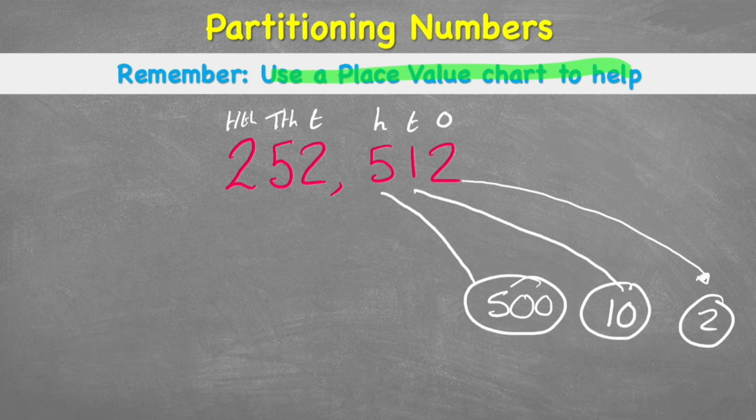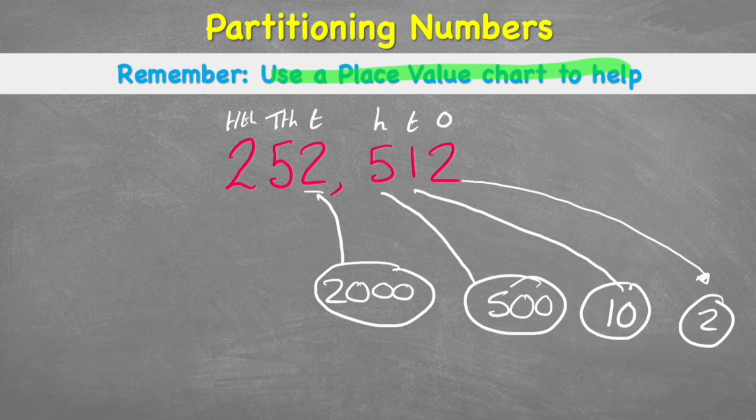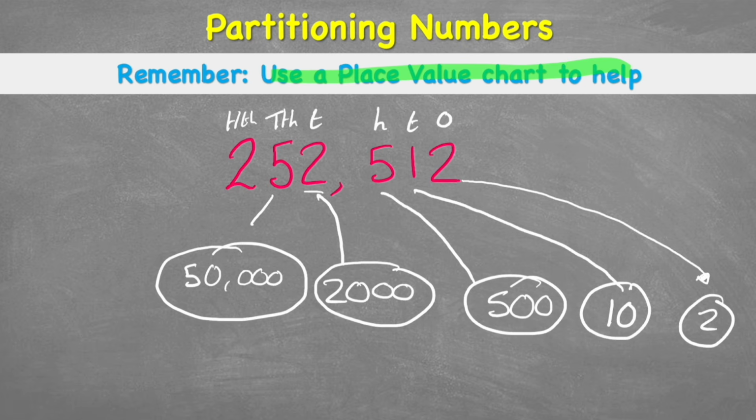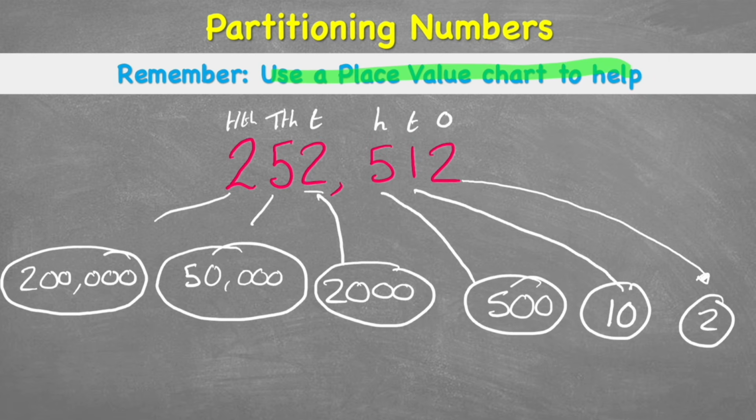Let's now look at our thousands column. How many thousands? I have 2. So I have 2,000. How many ten thousands? I have 5. So I don't have 10,000. I have 5 of them, so therefore it would be 50,000. And then my last one, how many hundred thousands do I have? I have 2. So I have 200,000. Whoa, look at that.